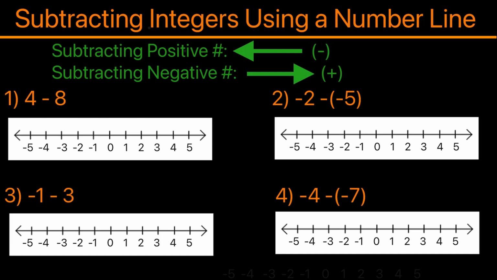And when we're subtracting a negative value, it means that we have a double negative, so we're actually increasing the number. Below are 4 examples, and we'll go over each one.